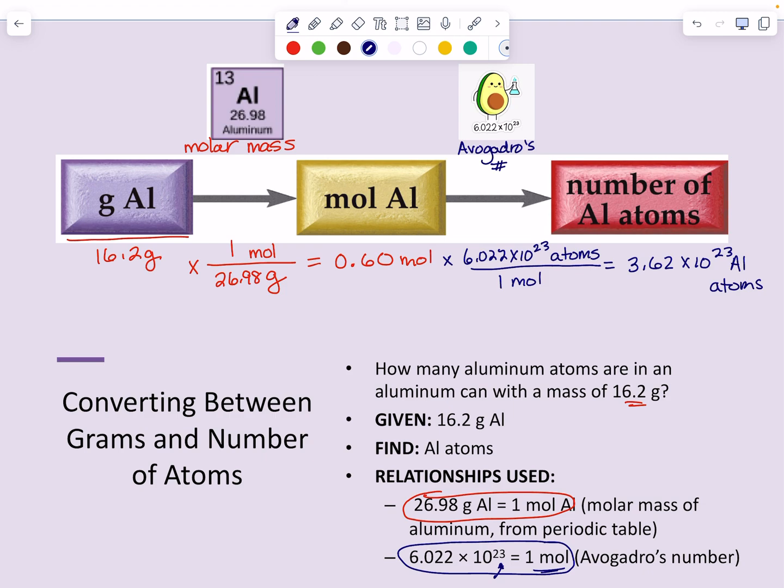All right, so we did this kind of conversion at the beginning of the semester, and now we're going to use it in a useful way, again, to figure out what materials are made of.